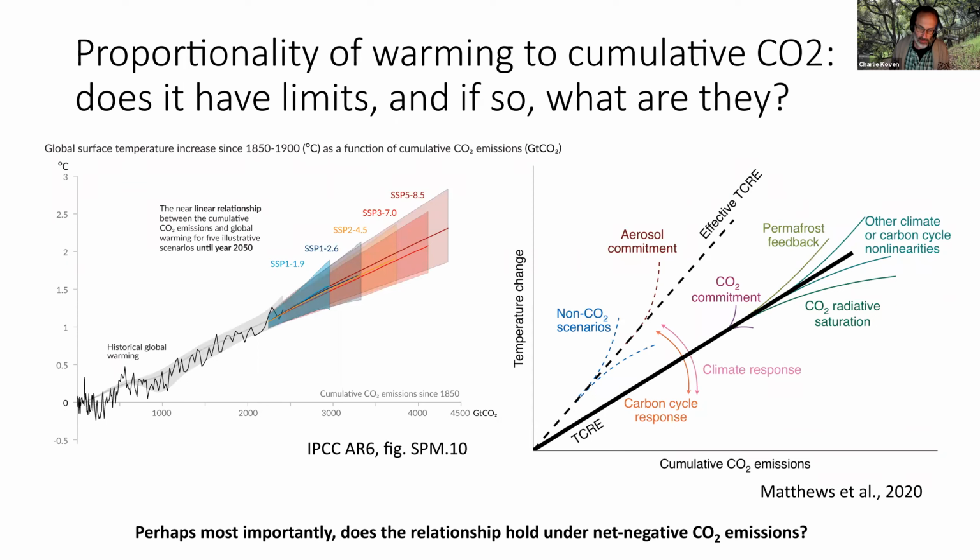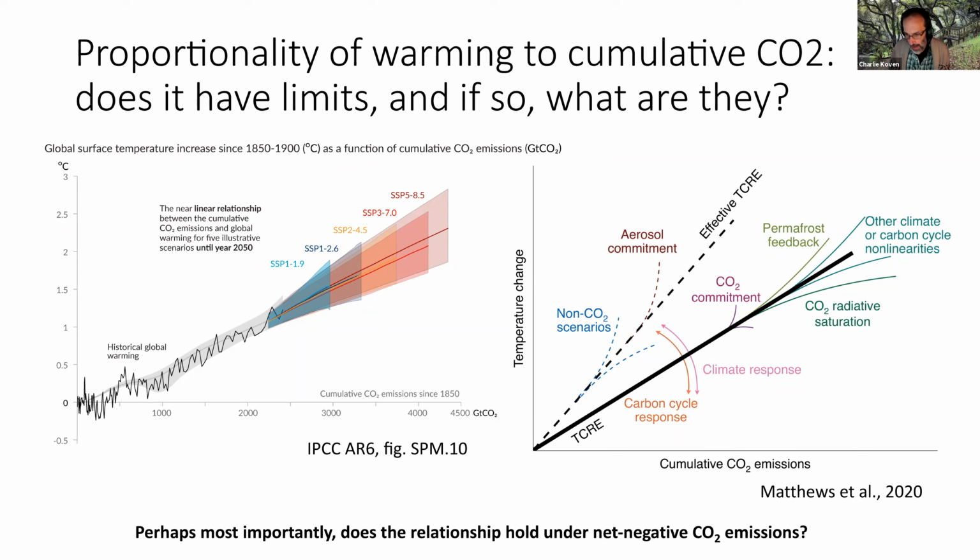On the left is this figure from the IPCC AR6 Summary for Policymakers, showing the projected warming and projected emissions, as well as the historical warming and historical emissions, from the pre-industrial period out to 2050. There was a deliberate decision made to stop it there at 2050 because after 2050, particularly under some of these low and then negative emission scenarios, there's some possible complexity that happens.